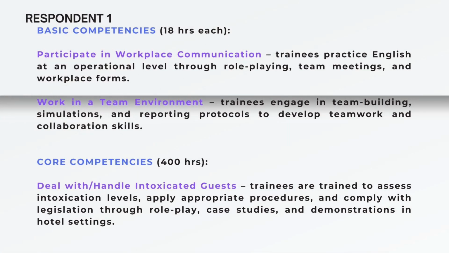For my respondent 1, the training requirements that they need to improve in basic competencies focus on participating in workplace communication, where trainees practice English at an operational level through role playing, team meetings, and workplace forms. And working in a team environment, where trainees engage in team building, simulations, and reporting protocols to develop teamwork and collaboration skills.